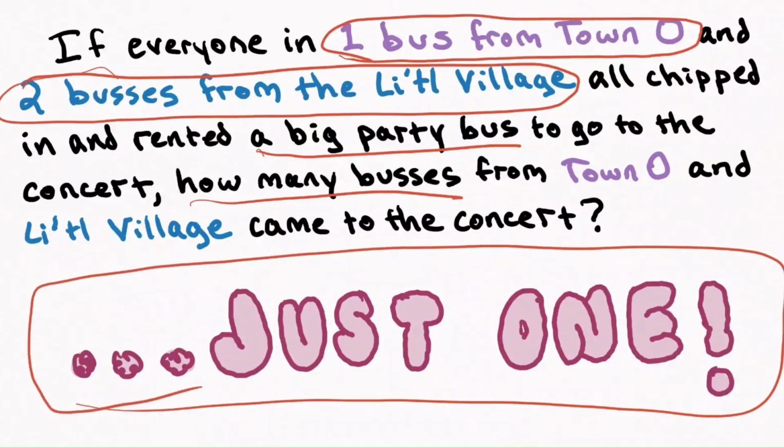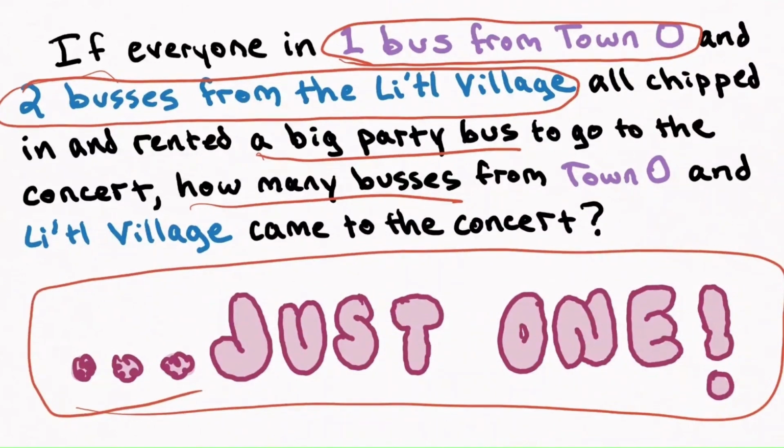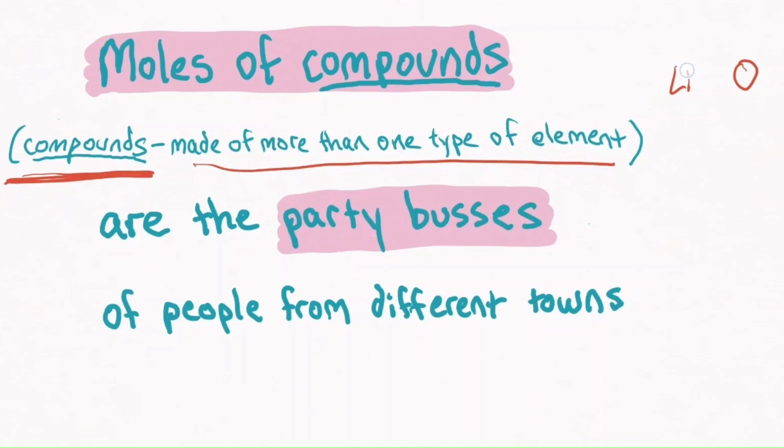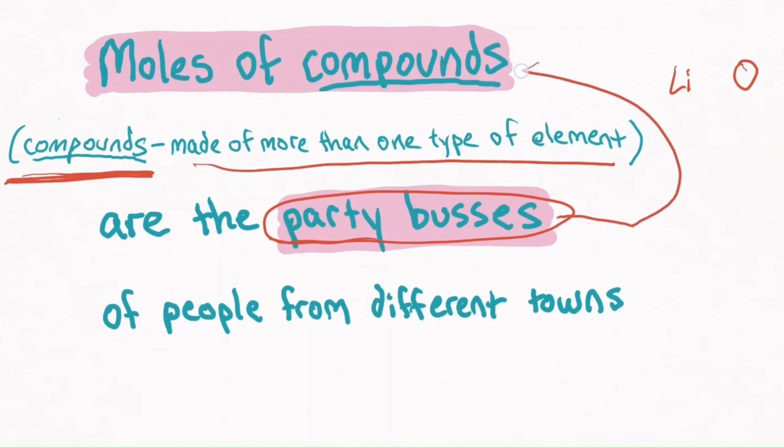I wasn't just trying to fool you and make fun of you. There was a point to that. So the moles of the compounds, and a compound is just a molecule that's made up of more than 1 type of element. So in this case, there's lithium and there's oxygen, so it's a compound, because it's not all oxygen, not all lithium, it's 2 different elements. The compounds are the party buses. Just like if you got a couple buses from the Little Village and a bus from town O, they all chip in, they got to get a big party bus to go to the concert, right? So the party bus is the mole of a compound.